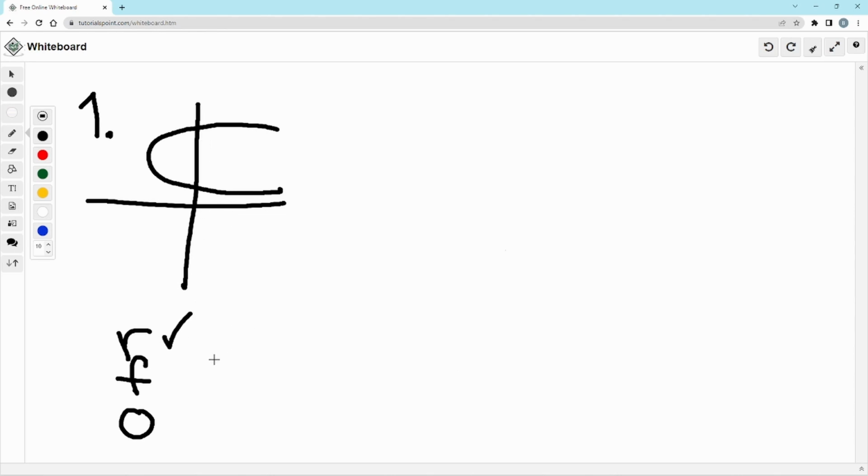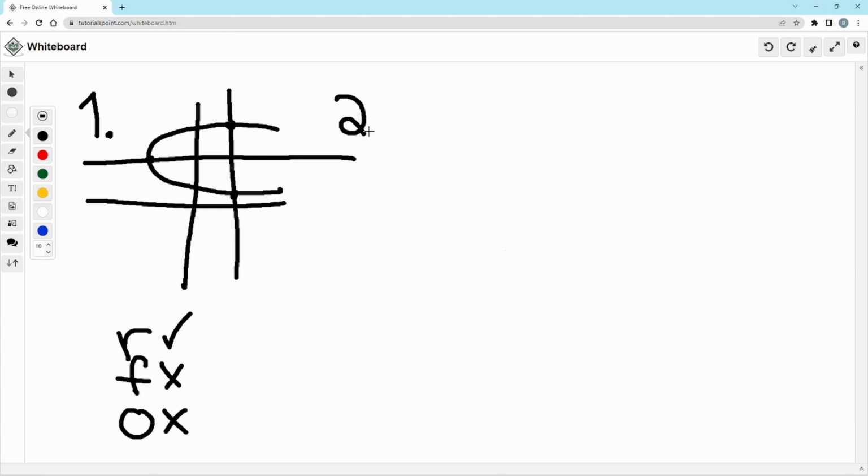And for function, we have to see if it passes the vertical line test. So let's go straight down the middle, and oh, it already hit something, and it also hit something here. This proves that it is not a function. And if it's not a function, it also can't be a one-to-one function, because although it passes the horizontal line test, it also doesn't pass the vertical line test, and a one-to-one function has to pass both a vertical and a horizontal line test. Next, let's look at the second example.